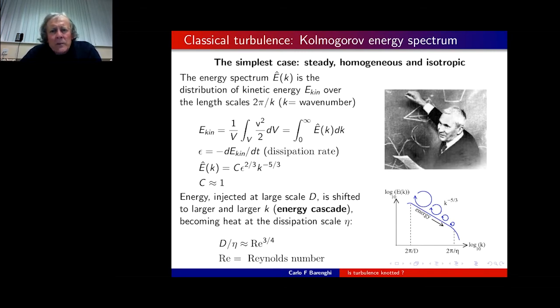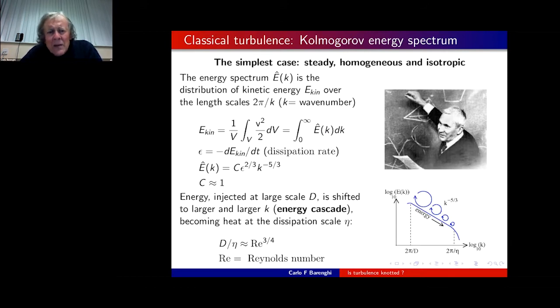The question is: where is the energy? Which length scales contain more energy? In other words, which eddies contain most energy? Small eddies means large wave numbers, and large eddies means small wave numbers. The wave number is the inverse of a length scale.